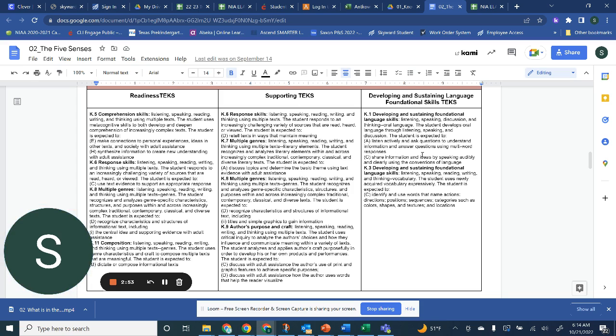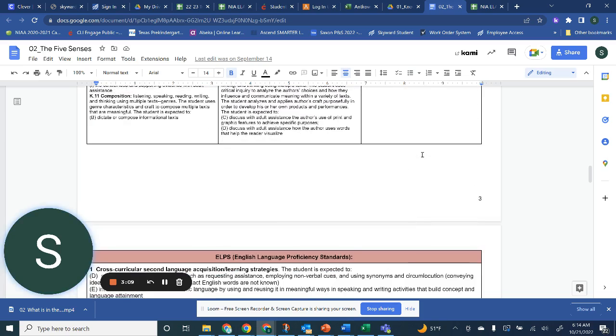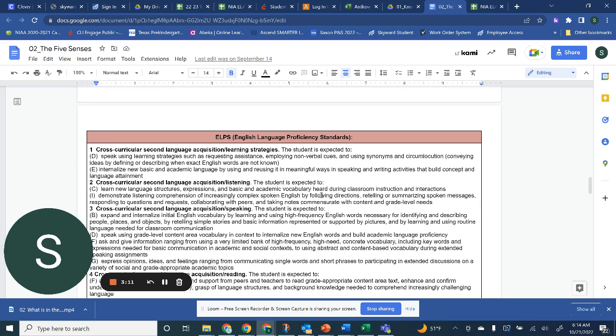And then the last column that you'll see is our developing and sustaining foundational language skills TEKS. These are ongoing. So these are TEKS that should be going on in your classroom all the time. They're not going to be isolated to a single lesson. They're going to be things that you're doing day in and day out as you go through the rhythm of your day.